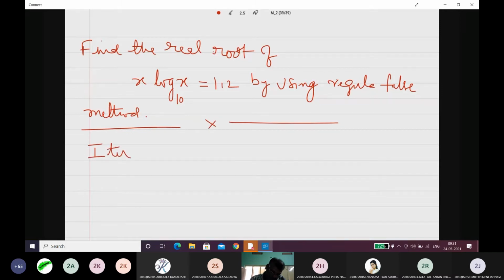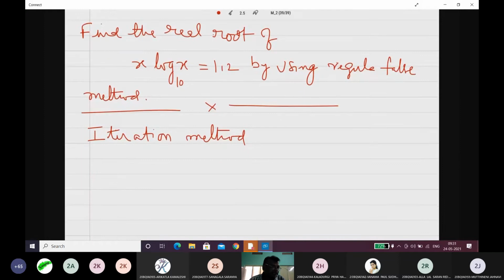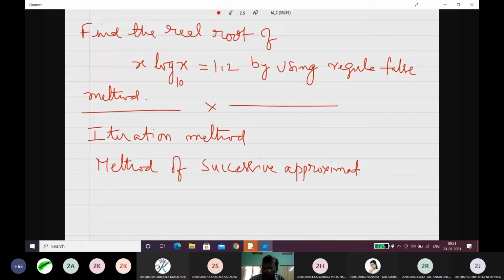Iteration method or iterative method or successive approximation method, method of successive approximation. This method comes under the open-end methods. Open method. The first two methods are bracketing methods. This method is an open method.